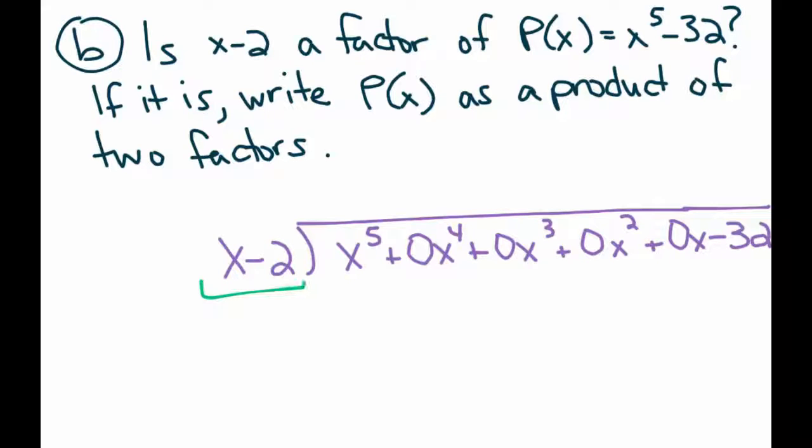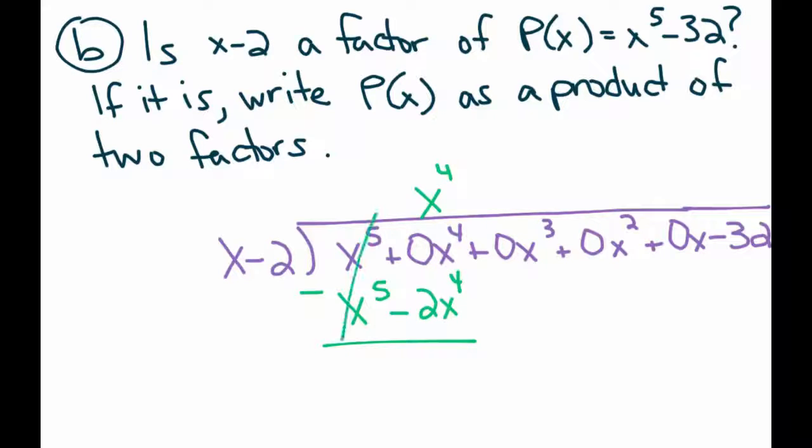I'm working with only 2 terms at a time. So in order to turn x into x to the 5th, I've got to multiply by x to the 4th. I'm going to multiply x to the 4th by both of these, and I get x to the 5th minus 2x to the 4th. I'm going to subtract. If I've done this correctly, the first terms always cancel. 0 minus negative 2 is positive 2x to the 4th. Bring down the next term.